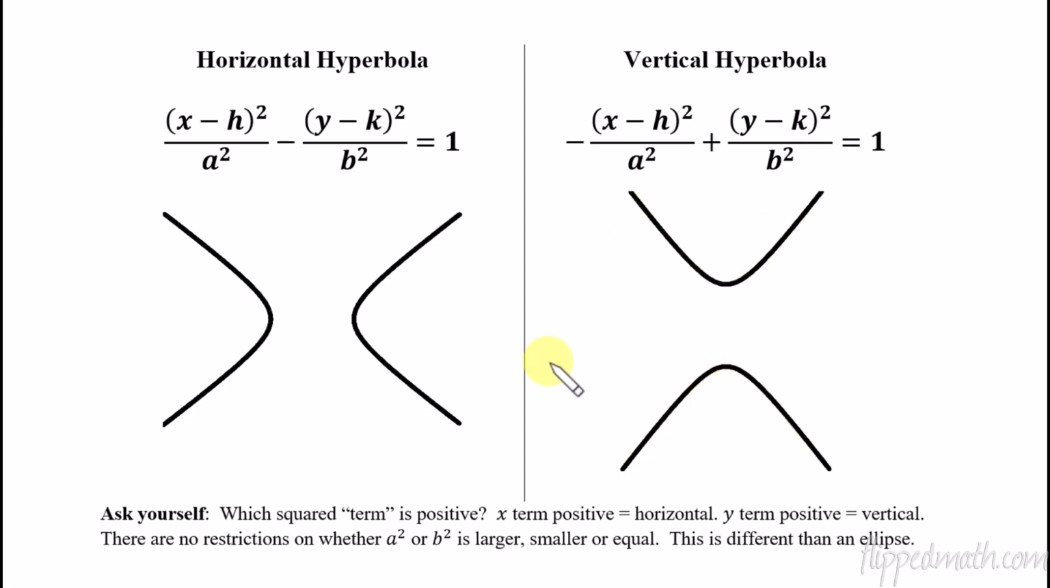So how do we know if it's a vertical or a horizontal hyperbola? It all depends on which term, the x term or the y term, is positive and negative. So notice here the only difference, in fact, between the equation of a hyperbola and an ellipse is this thing right here, subtraction. When it's subtraction, it's a hyperbola. If it was addition, it's an ellipse.